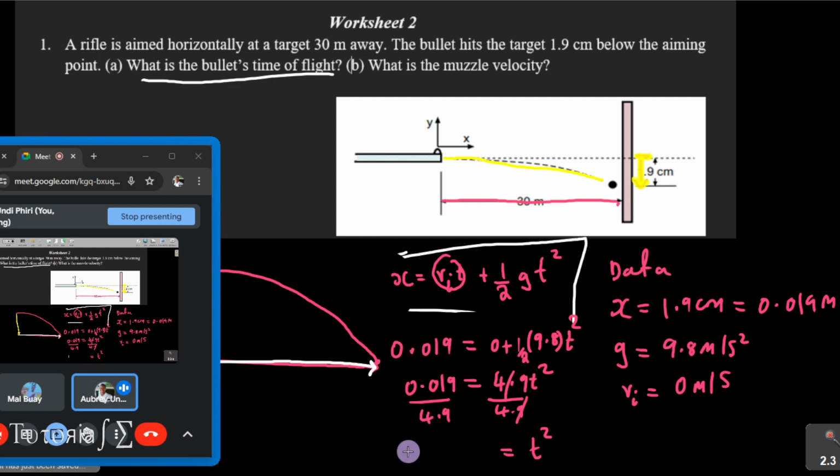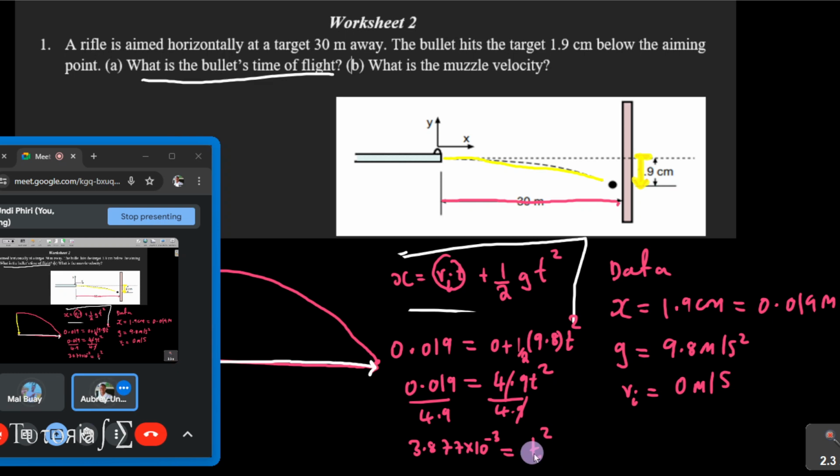So which is basically 3.877 times 10 to the power negative 3. Yeah, so you should write it like that.